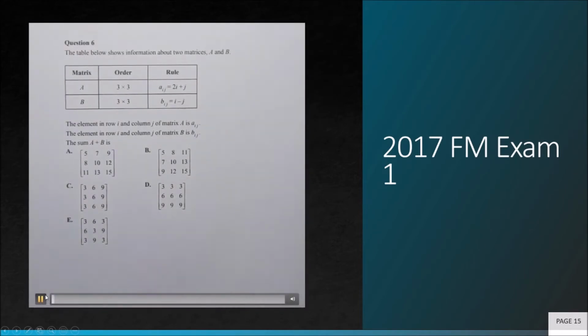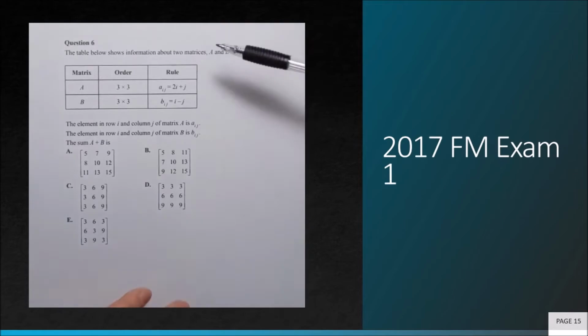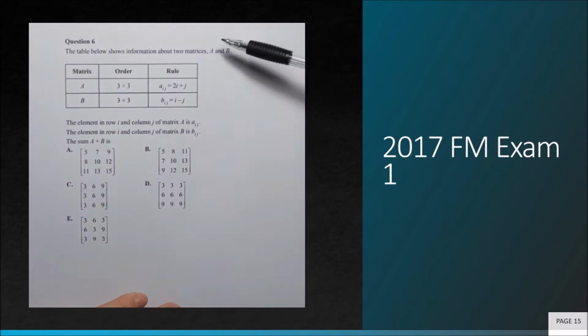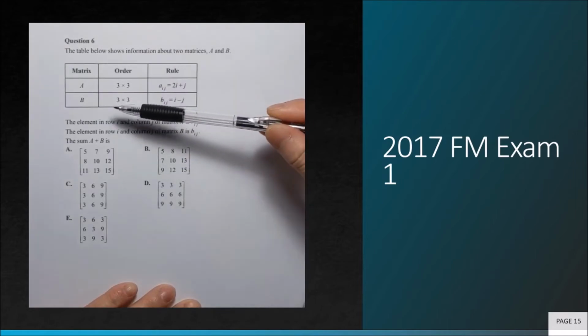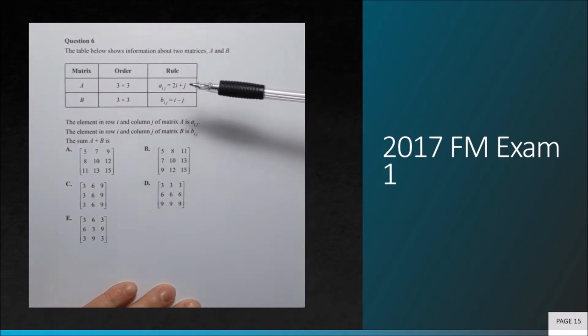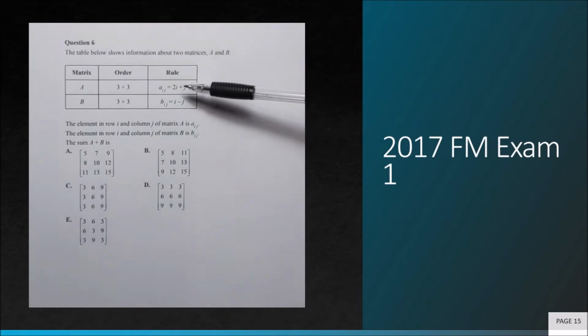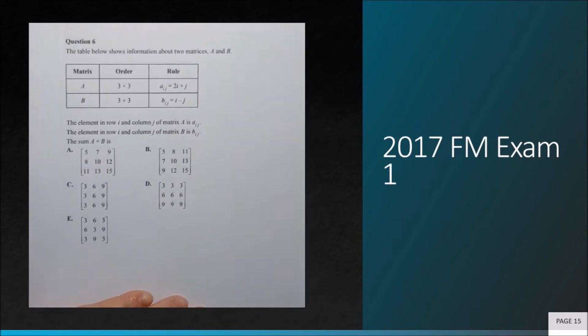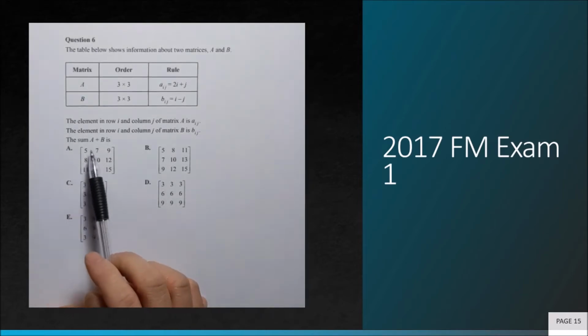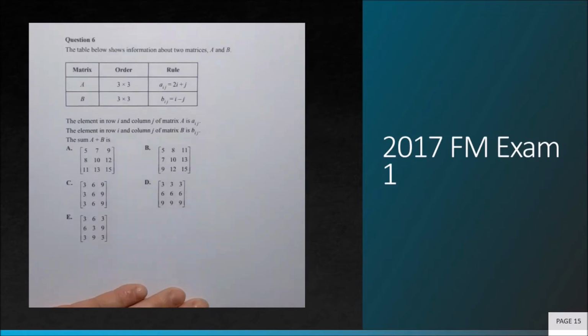Alright, this is 2017 Further Maths Exam 1, question 6. The table below shows information about two matrices. Matrix A is a 3 by 3, matrix B is a 3 by 3. There's a rule for matrix A, which is 2i plus j, and for matrix B, the formula is i take away j. Now the question is asking for the sum of matrix A and B. So it's kind of a two-step process. You need to work out the matrix of A and then the matrix of B, and then sum them together.